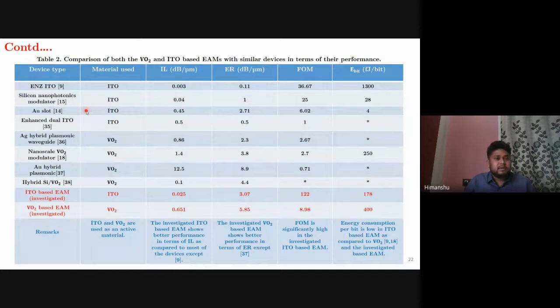Now here, this table shows the comparison of our investigated ITO-based and vanadium dioxide-based EM along with other contemporary vanadium dioxide and indium tin oxide-based EM. So here we can see the insertion loss for our device was minimum for this ITO-based EM, which is around 0.025 dB per micrometer compared to most of the devices. Also, the extinction ratio for the vanadium dioxide based EM, which is around 5.85, is maximum as compared to most of the devices except reference 37, which is 8.9. And the FOM for the ITO based EM is higher, 122, than all the other devices. And the energy consumption per bit for the ITO based EM is around 178, and for the VO2 based EM is 400 femtojoule per bit.